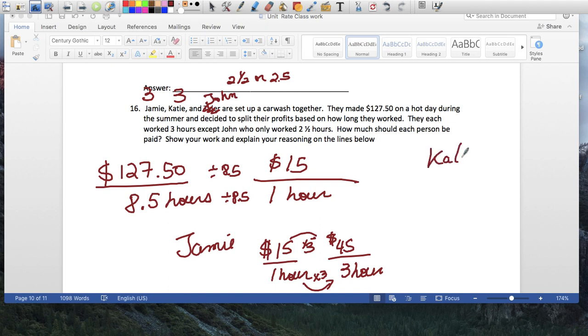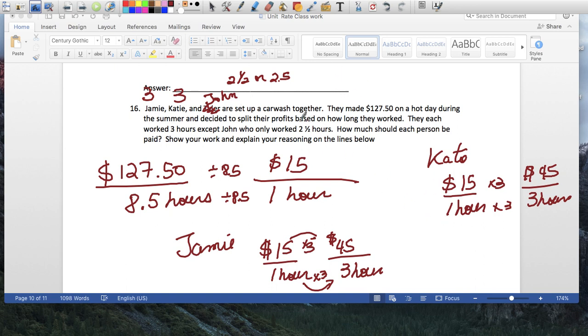Katie also worked 3 hours. So the unit rate was $15 for 1 hour, but Katie worked 3 hours. And this is times 3, and then times 3. Katie also made $45.